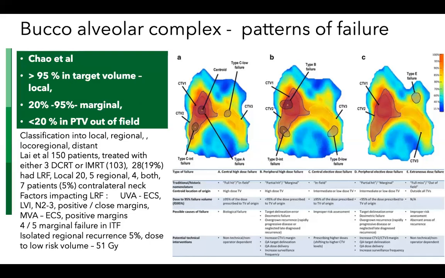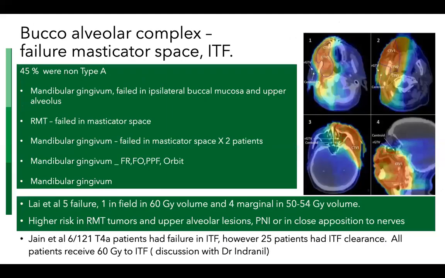So it's quite an interesting way of looking, like a deep dive into understanding failures in the gingival buccal sulcus area. And again, I'd like you to note here the number of failures. So they have identified that 55% of their patients failed within the high dose target, but 45% failed outside the high dose target. And most of them failed either in the ipsilateral buccal mucosa, lower alveolus lesion failing in the upper alveolus, masticator space, foramen rotundum, ovale, pterygopalatine fossa, orbit, etc.